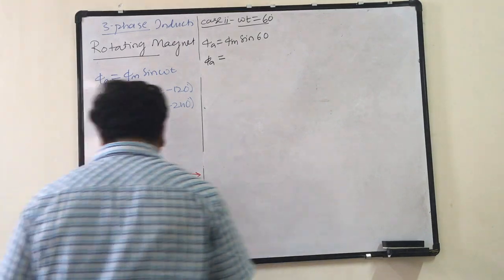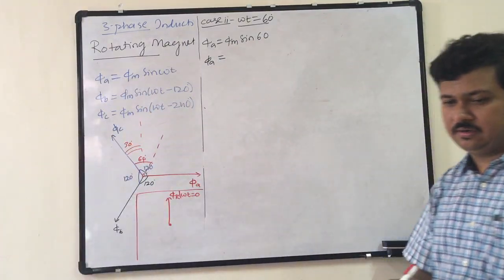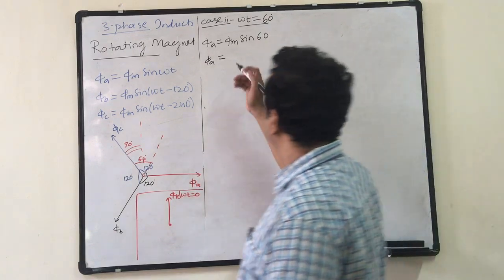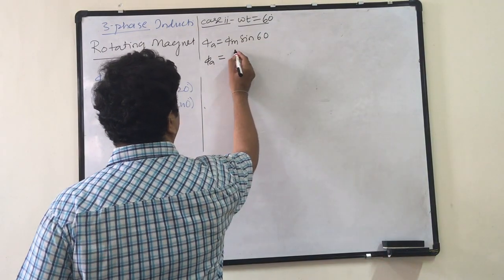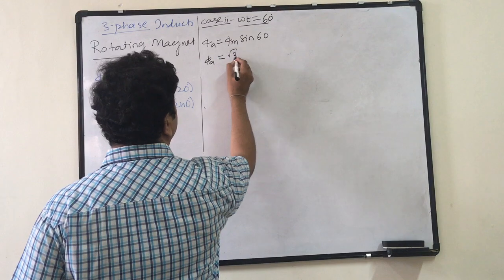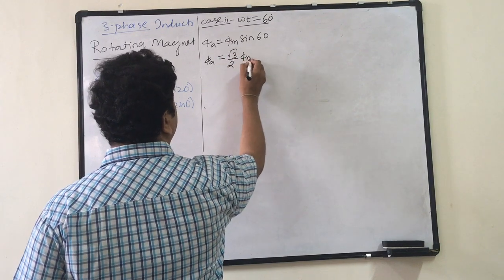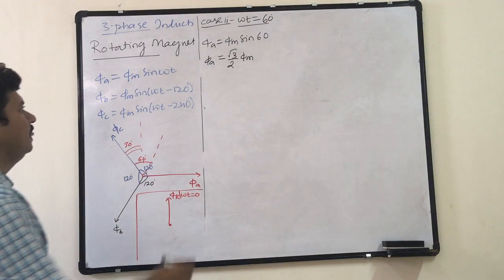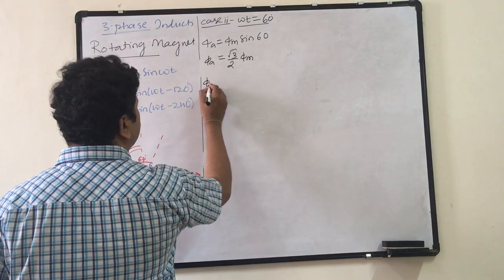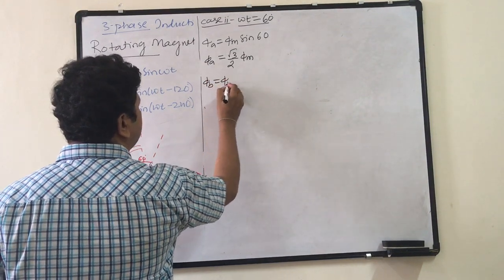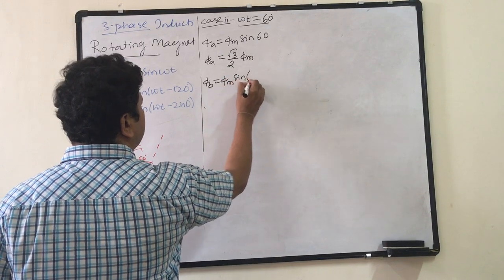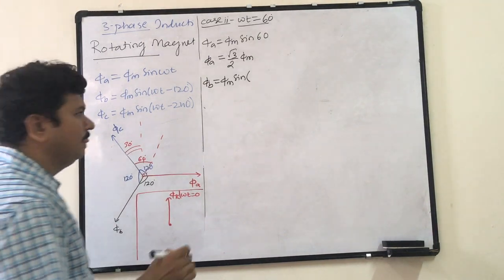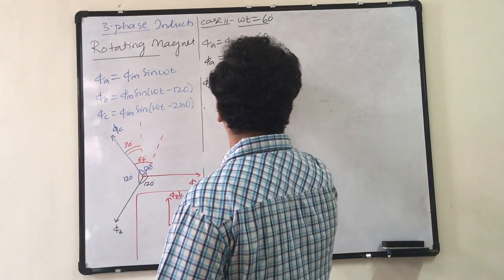Next I have to know what is the position of phi r. For that I should mark somewhere. Now phi a is equal to phi m sin 60. So sin 60 is root 3 by 2, phi m. Then phi b is equal to phi m sin, omega t is 60, 60 minus 120. That is minus 60.